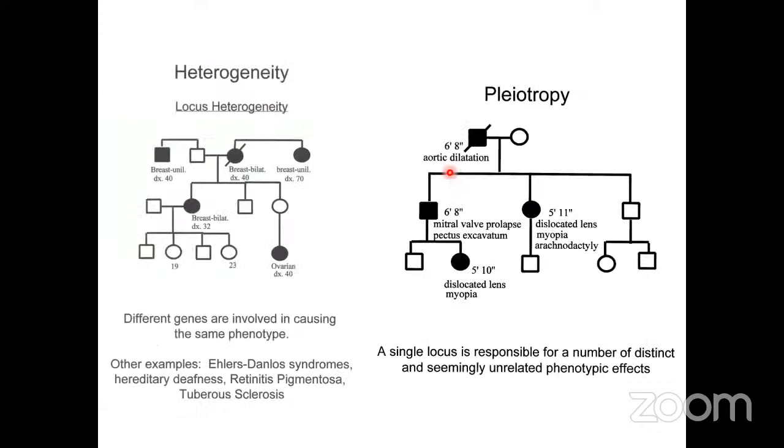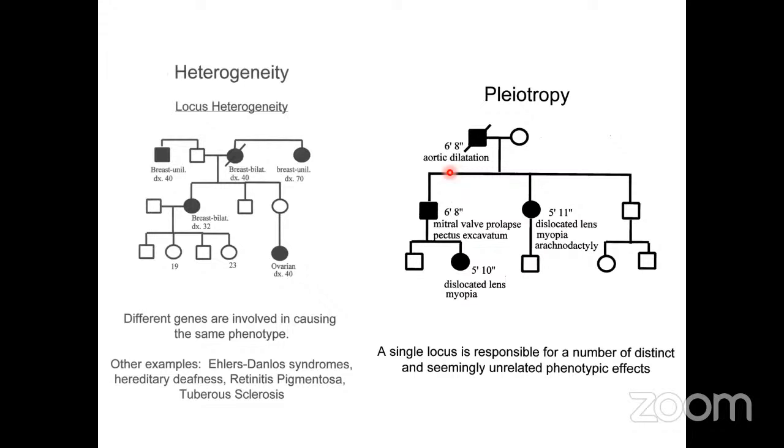Now there are another two terms you need to understand: heterogeneity and pleiotropy. Locus heterogeneity means different genes are involved in causing the same phenotype. For example, deafness. There are nearly 30 to 40 genes which can cause deafness. Some of them are autosomal dominant, some autosomal recessive, some mitochondrial, and there are so many X-linked.